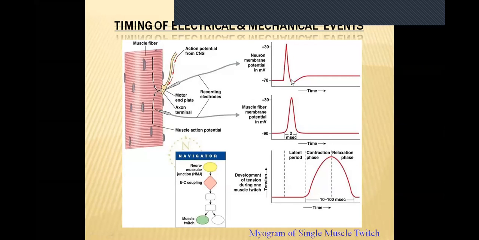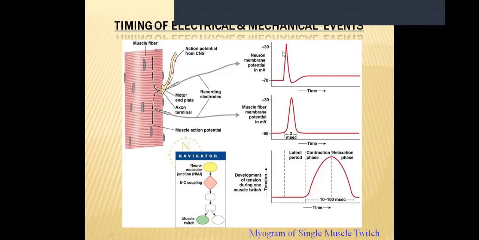This drop is called repolarization. So earlier polarization, now depolarization, and after depolarization, repolarization. The depolarized event and the repolarized event, these two events will give a spike. This is the first electrical event, and it will take place in this motor end plate, or in the ending of the neuron.